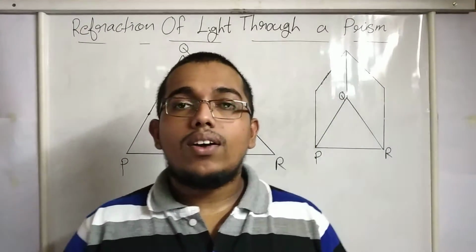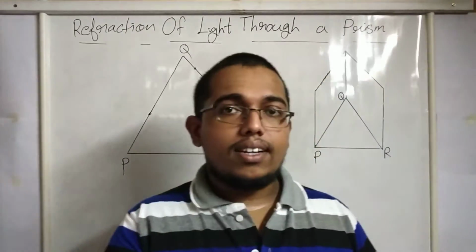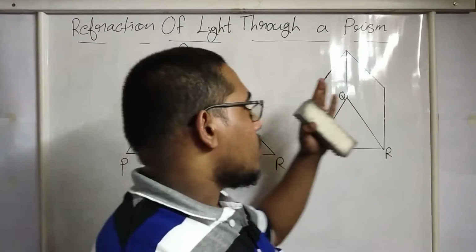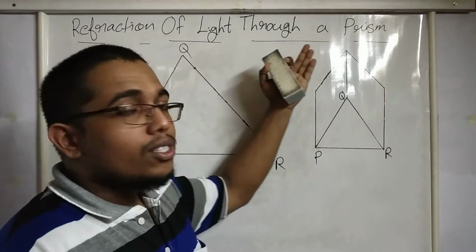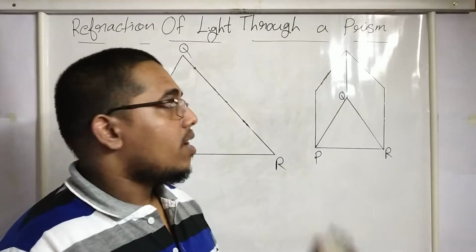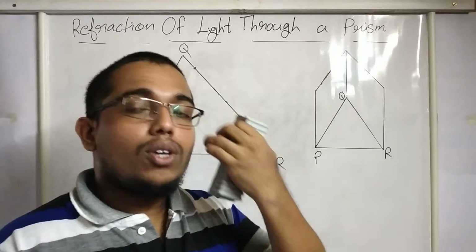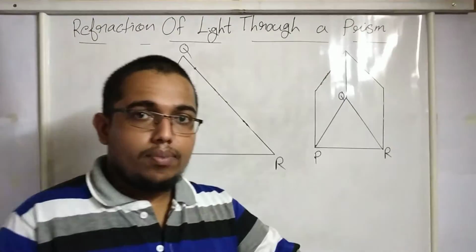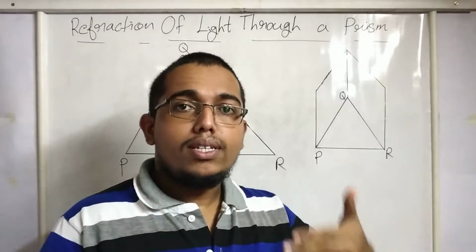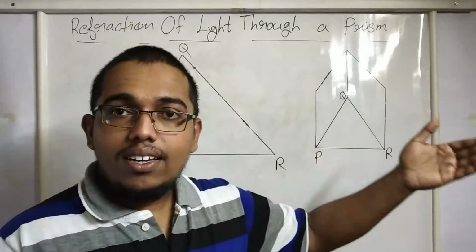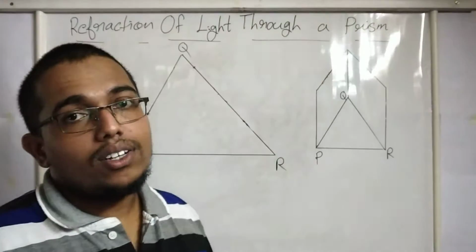In the last class we discussed the defects of vision and their correction, right? So today we are going to discuss the refraction of light through a glass prism. We have already studied refraction. What do you mean by refraction? Refraction means when light enters from one medium to another, it bends. That is what we call refraction of light.